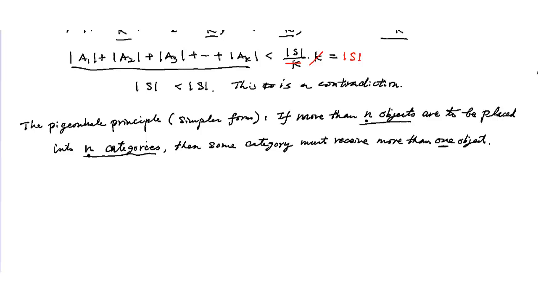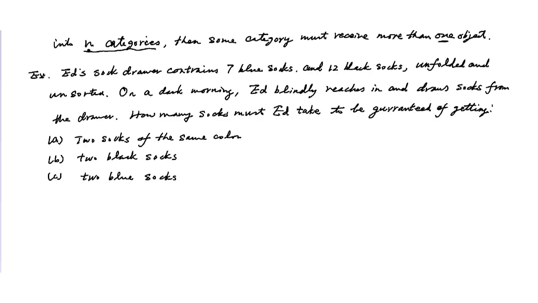Let's look at another example, which is in the book. A sock drawer contains 7 blue socks and 12 black socks, unfolded and unsorted. On a dark morning, Ed blindly reaches in and draws socks from the drawer. How many socks must Ed take to be guaranteed of getting A, 2 socks of the same color, B, 2 black socks, and C, 2 blue socks? Here we have 2 different colors, blue and black, so it's like 2 pigeonholes: one is blue, another one is black.